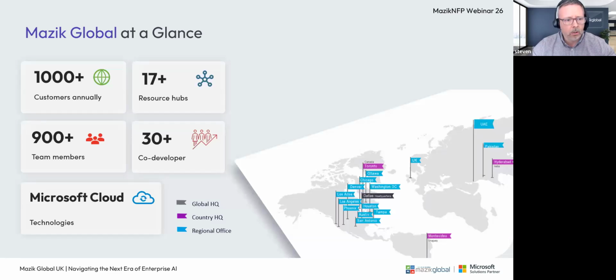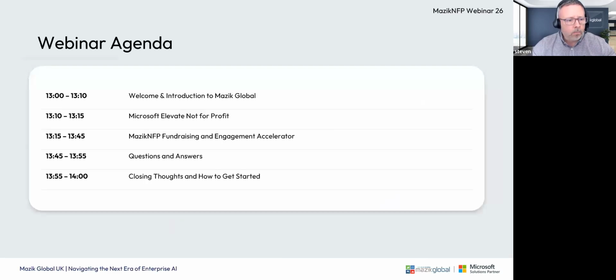Sorry, could we just click back a second, go to the agenda? Thank you. So in terms of the agenda today, the purpose was just to do some introductions, which we've just done. I think it's important that whoever you're working with, you understand the company and their credentials and their capabilities. Then we'll have Henrik, who will talk about Microsoft Elevate. Some of you may be familiar with what was called Microsoft Tech for Social Impact. It's been renamed as Elevate. So Henrik will talk about that and what they're doing in the non-profit space. And then Umar will go into the Mazic NFP Fundraising and Engagement Accelerator. And then we've got some questions and answers. And for those of you who are interested and want to take the next step and get started with a conversation with ourselves, then we have a QR code at the very end.